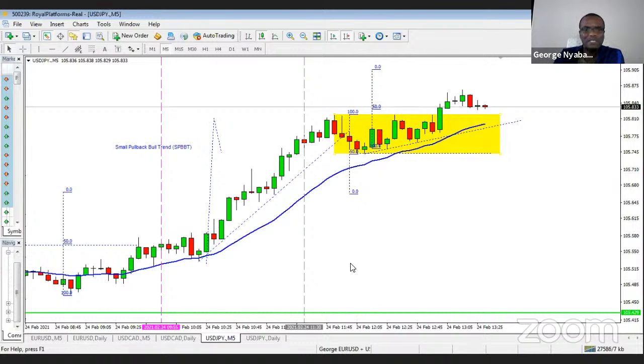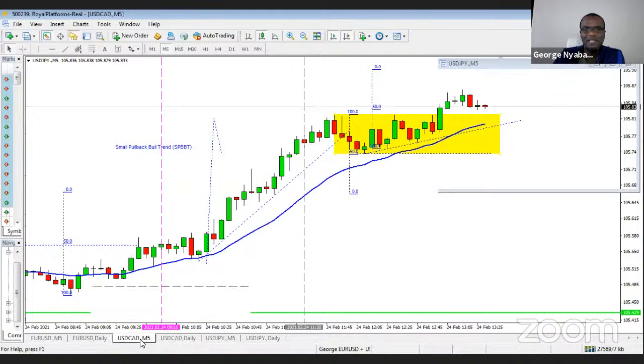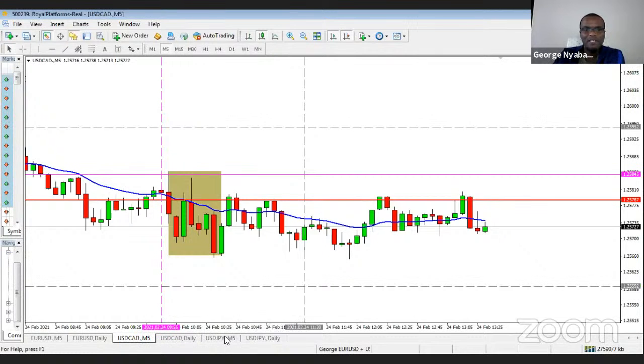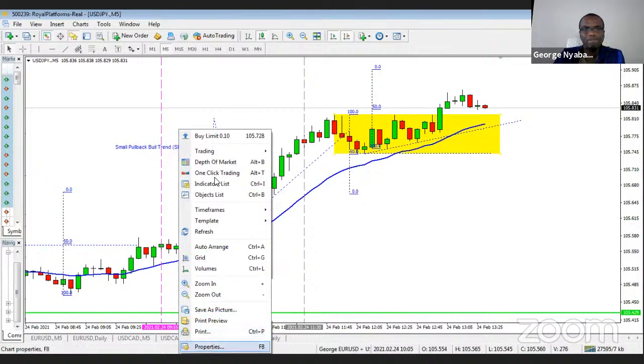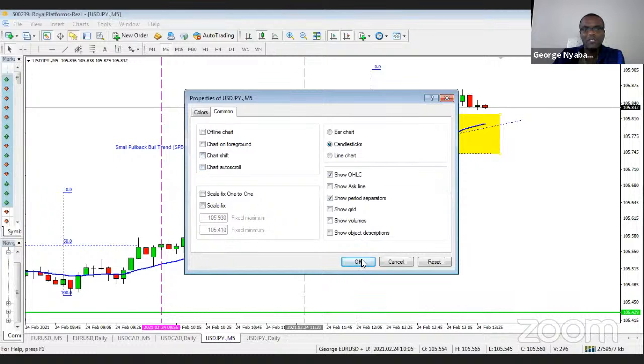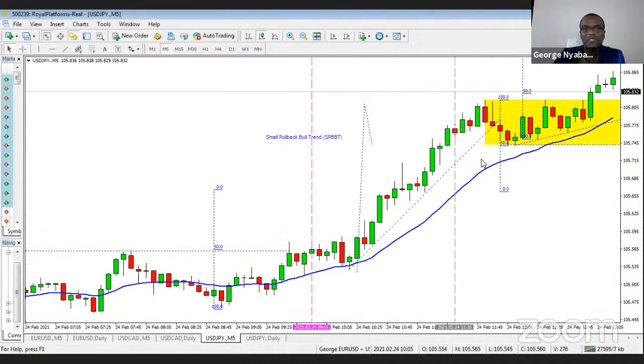When I just look at the CAD. The CAD is still in there. I want to show you something briefly, just to illustrate the point. I think it was yesterday.